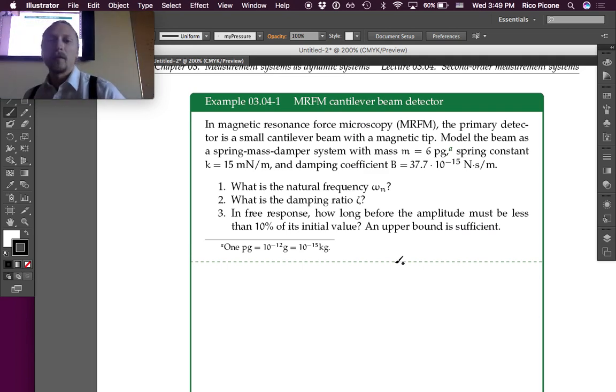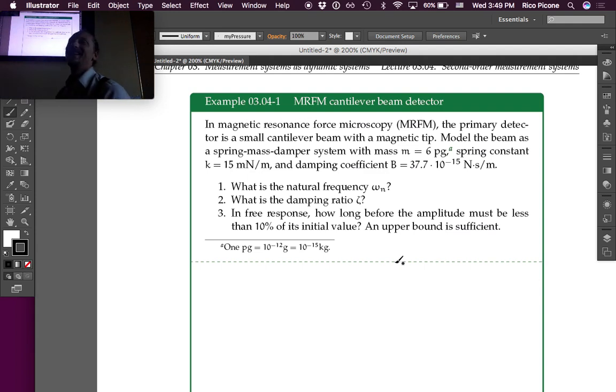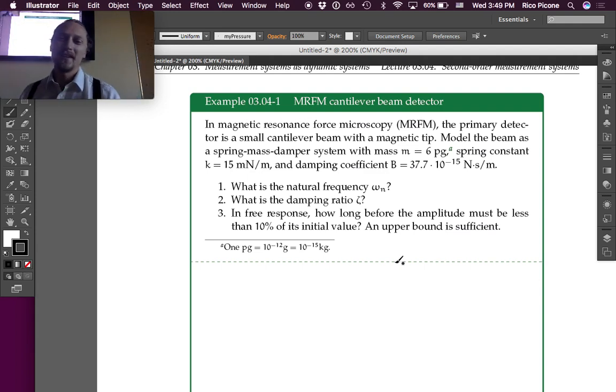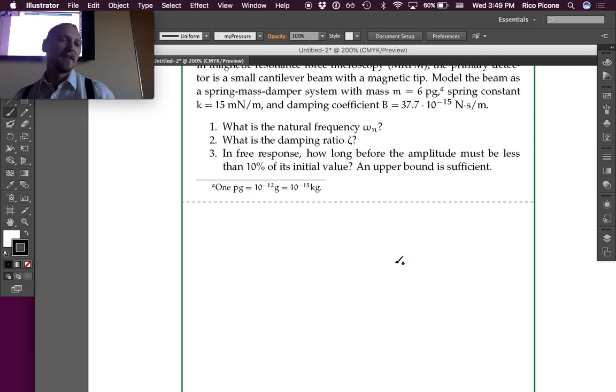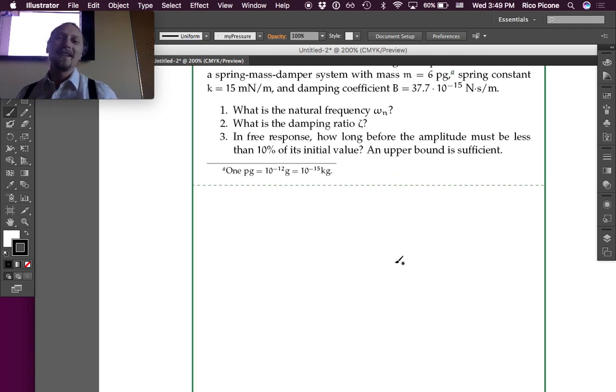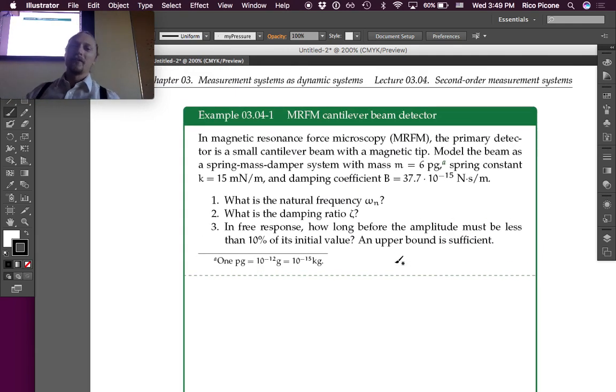These might all seem like really small values to you. They are. I took these actually from a paper that was written. So this is the technology I work on. So this is real life, people. So what is the natural frequency? What is the damping ratio? And in free response, how long before the amplitude must be less than 10% of its initial value? So, a lot of stuff there.